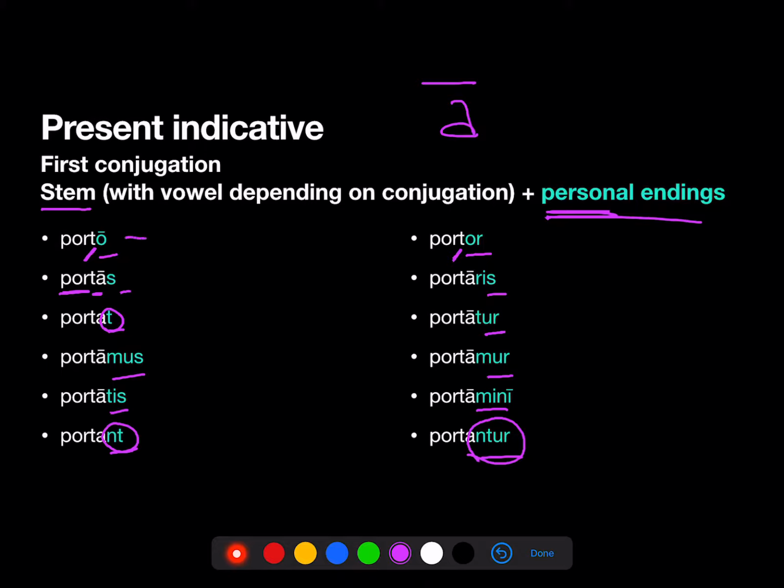All right, so porto, portas, portat, portamus, portatis, portant, portor, portaris, portatur, portamur, portamini, portantur.